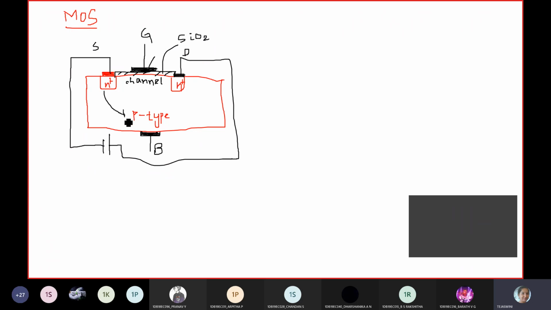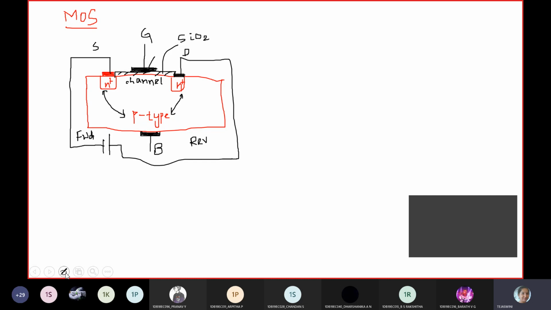So now two PN junctions are formed here. One is across the source and one is across the drain. The PN junction at the source is forward biased, and the PN junction at the drain is reverse biased, because the N region is connected to the positive battery. So source to drain is forward. Okay. Next, the gate is the controlling terminal in the MOSFET.